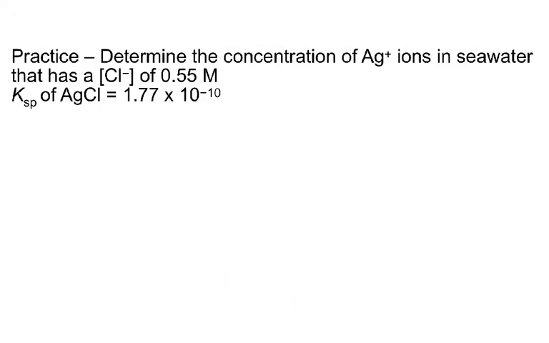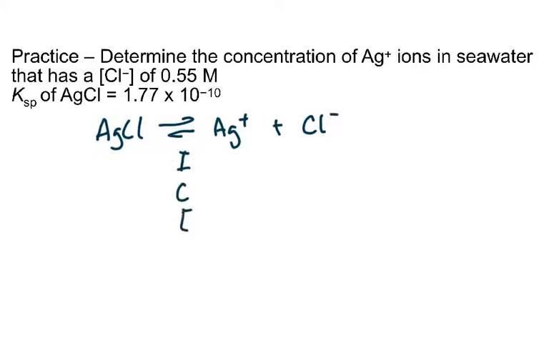So let's look at an example. Determine the concentration of silver ions in seawater that has a chloride concentration of 0.55 molar. And we have the Ksp there. So we know that our AgCl is in equilibrium with silver ions and chloride ions. We can set up our ICE table.